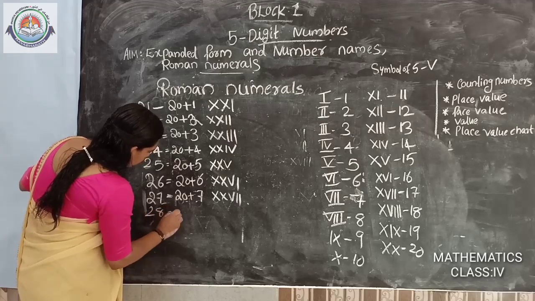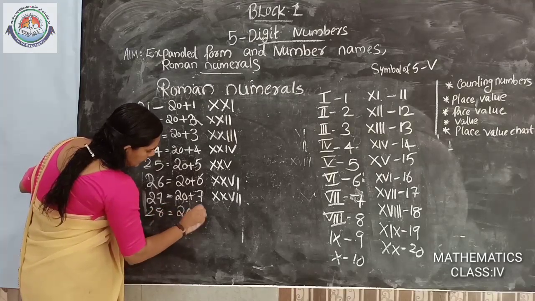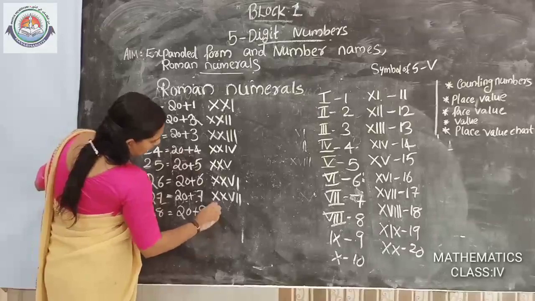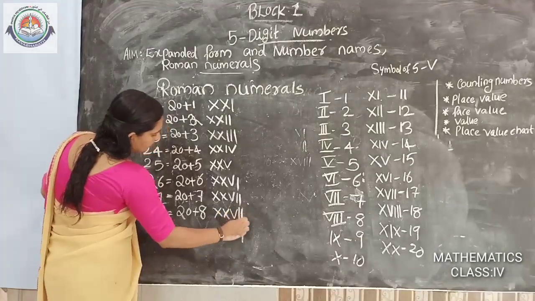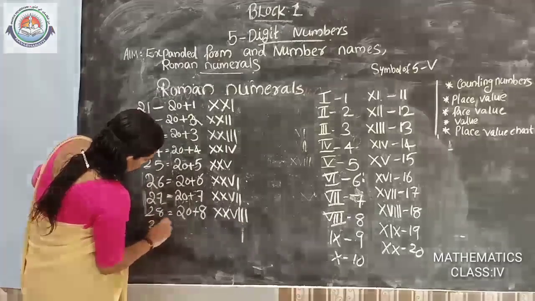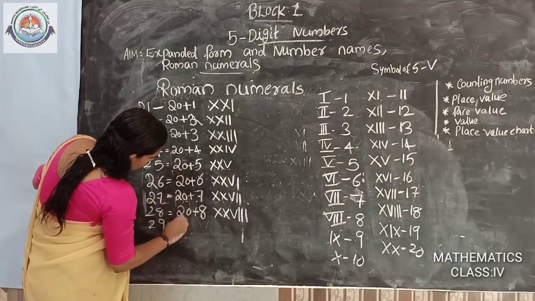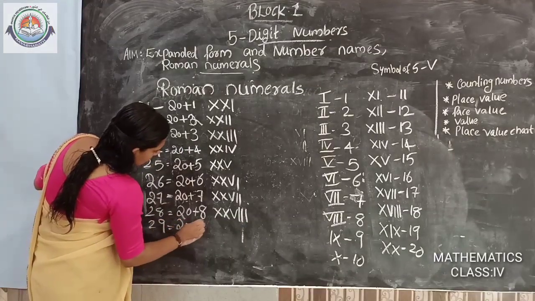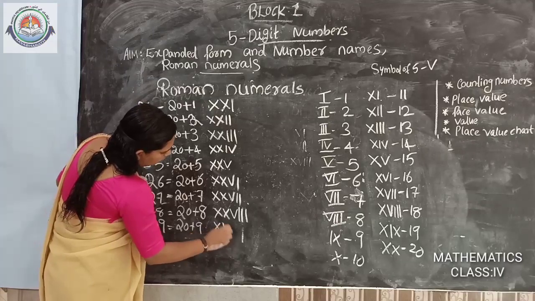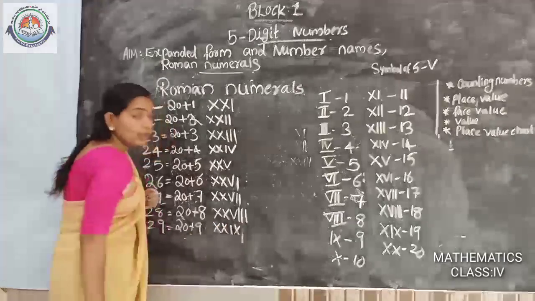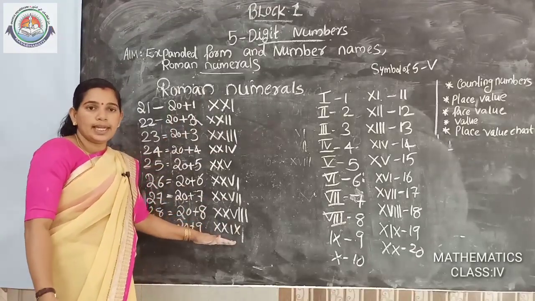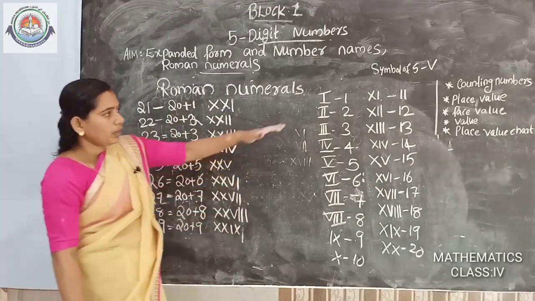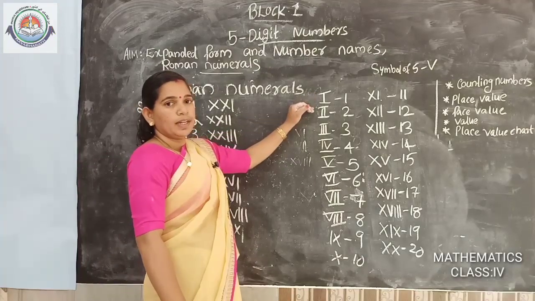28: 20 plus 8. So symbol of 20, then 8. Then 29: 20 plus 9, symbol of 20 and 9. Then 30 is another symbol. Up to 29 we are studying this year. Okay. Then once more we will count it.